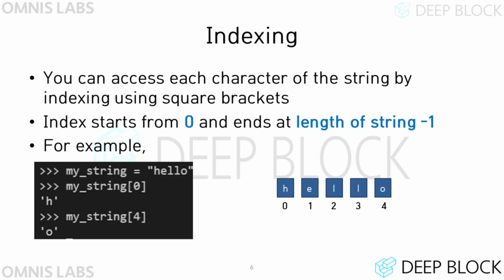Each character in the string can be accessed using square brackets. You can think of an index as a numbered position for each character in a string. The index starts at 0 and ends at the length of the string minus 1. For example, in the Python shell, declare a variable called myString with the value hello. If you enter myString[0], the first letter H appears. If you enter myString[4], the last character O is displayed.